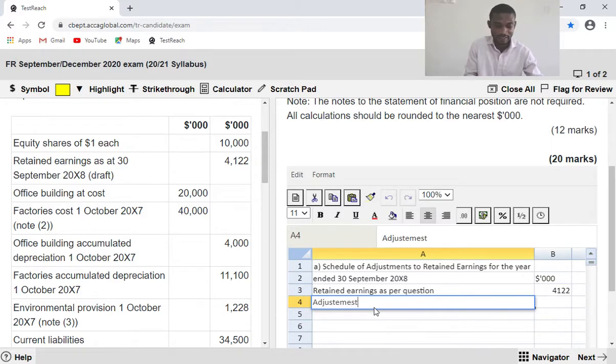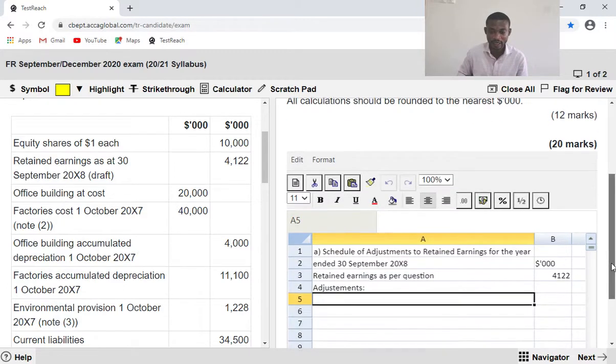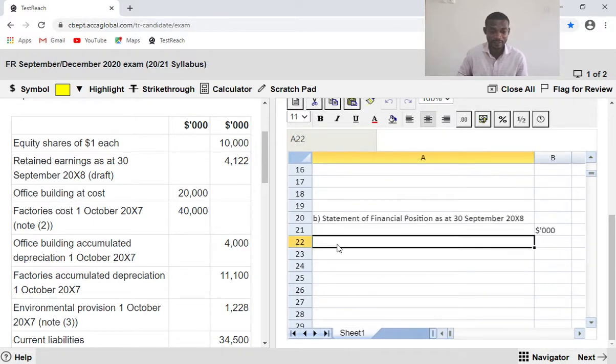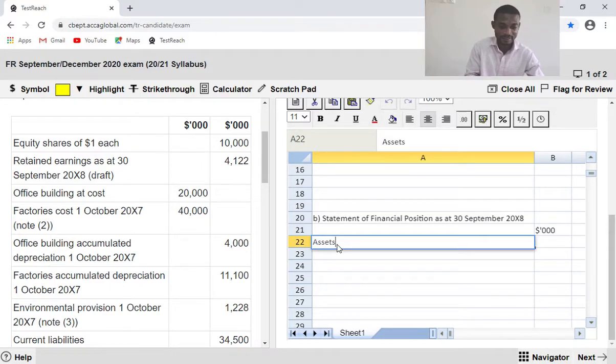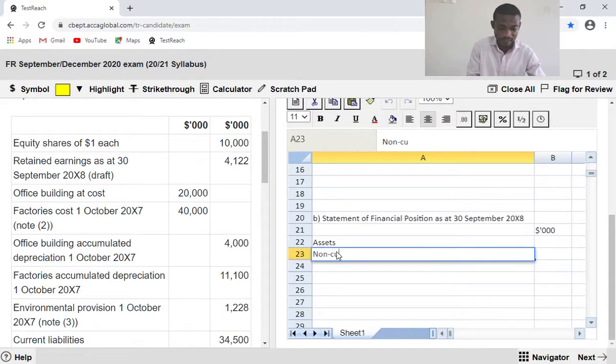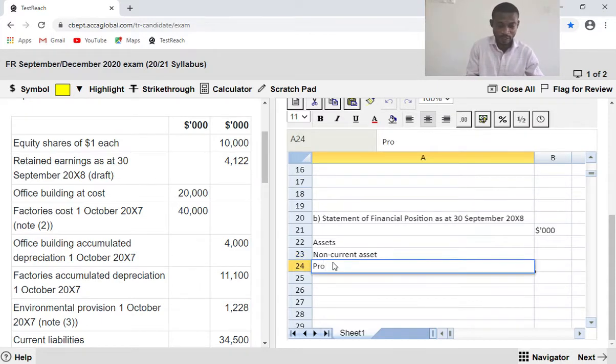So I'll have adjustments, and then I'll bring color so my adjustments can come beneath that. For the shadow, I'll leave it and go to my financial position. For the financial position, I know that I have assets, and under assets I will need non-current assets. And under non-current assets, I'll have property, plant, and equipment.